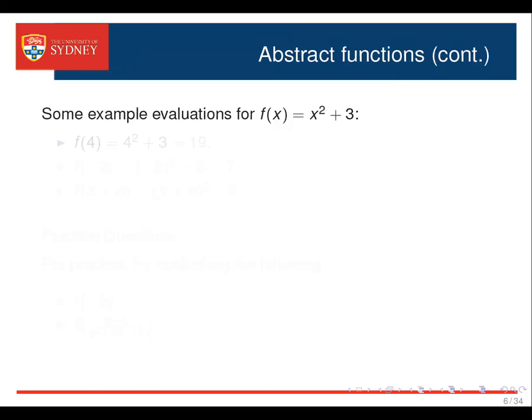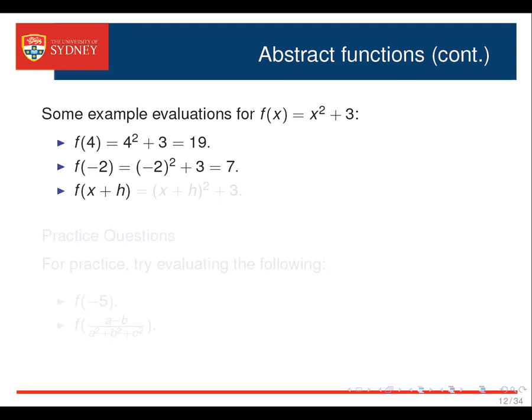Here are some sample evaluations for the function. Suppose the input x is 4. Then since the formula states that we square x and add 3 to get the function value, we thus square 4 and add 3. And this gives us 19. Similarly, for the input being negative 2, we get 7. Notice that the third input isn't a number, but an algebraic expression. That doesn't matter, and the procedure remains exactly the same. That is, we square whatever the input is, and then add 3. Therefore, we get (x plus h) squared, plus 3.